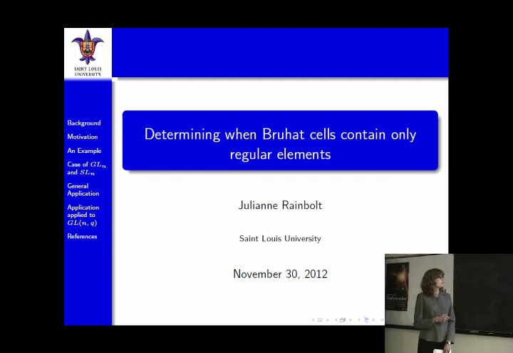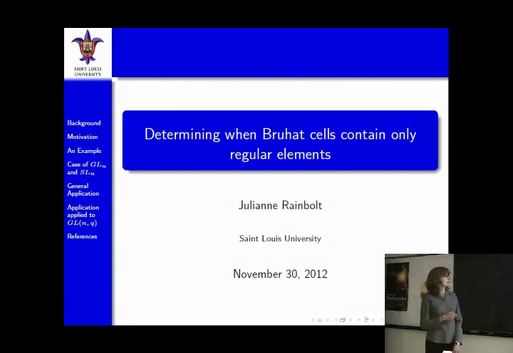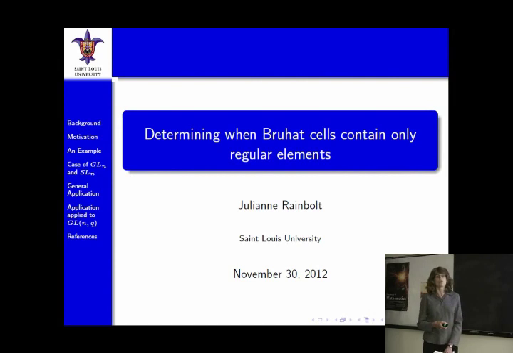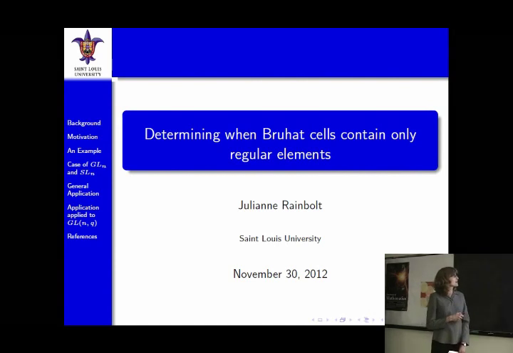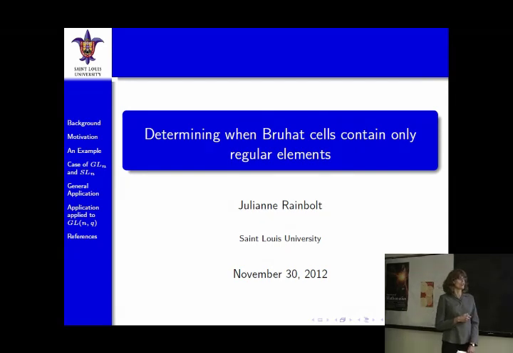And then I'll go into why we even care about when Bruhat cells contain regular elements. Is it just a puzzle to work, or is there some importance to that? If I actually figure these results out, what can I use those results for? So I'll explain an application of those results, which is actually backwards from the way that I work. This application was actually what I was trying to do.